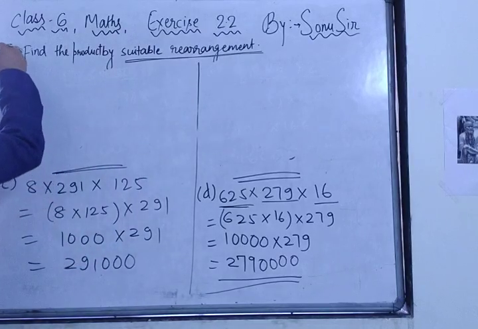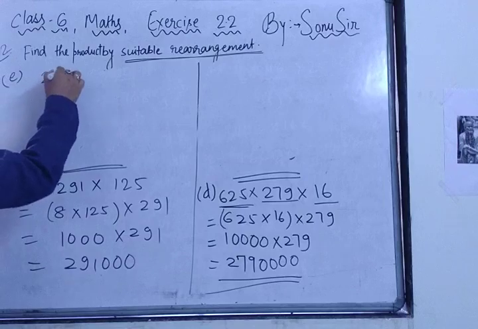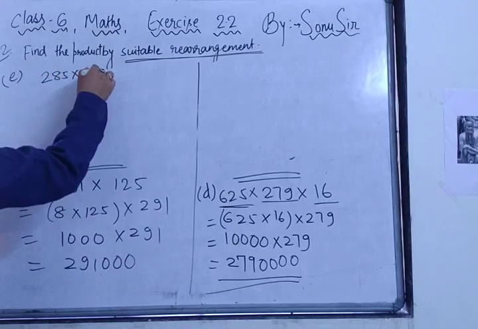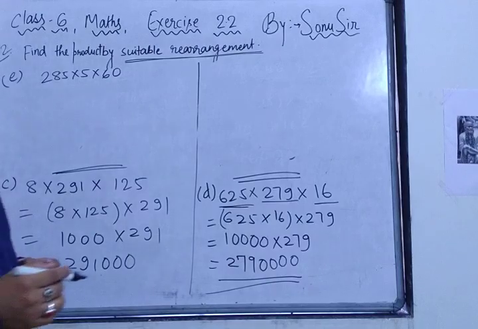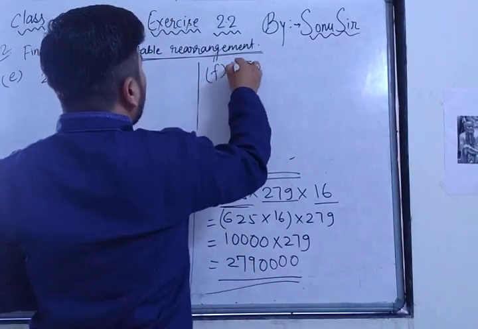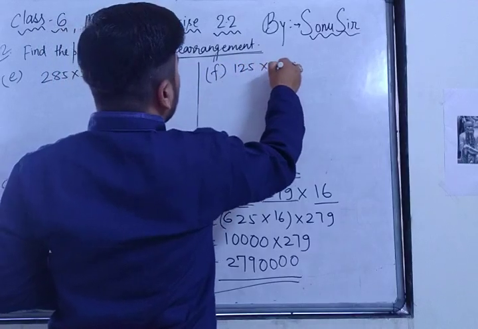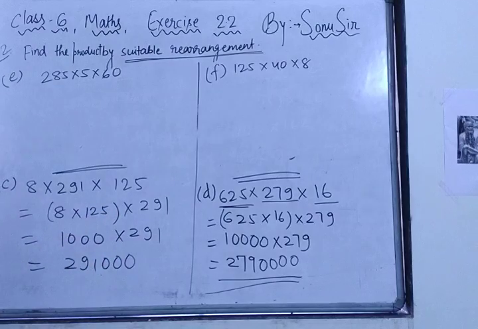Question number E is 285 into 5 into 60. 285 into 5 into 60. And question number F is 125 into 40 into 8. 125 into 40 into 8. Now tell me which numbers you will take together. If you have any idea, you can tell me.